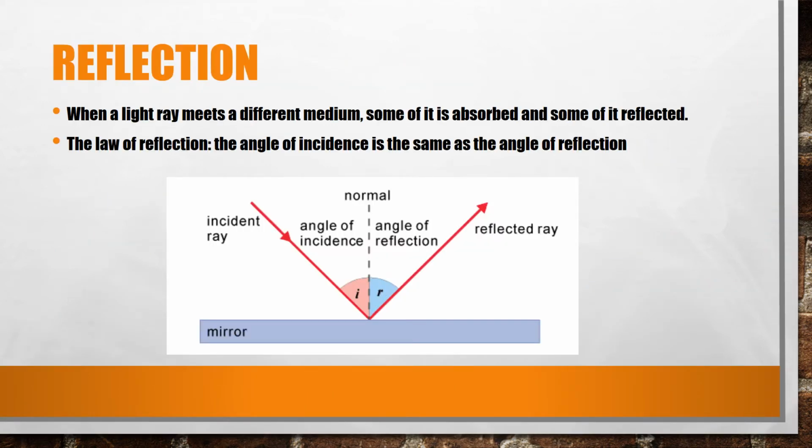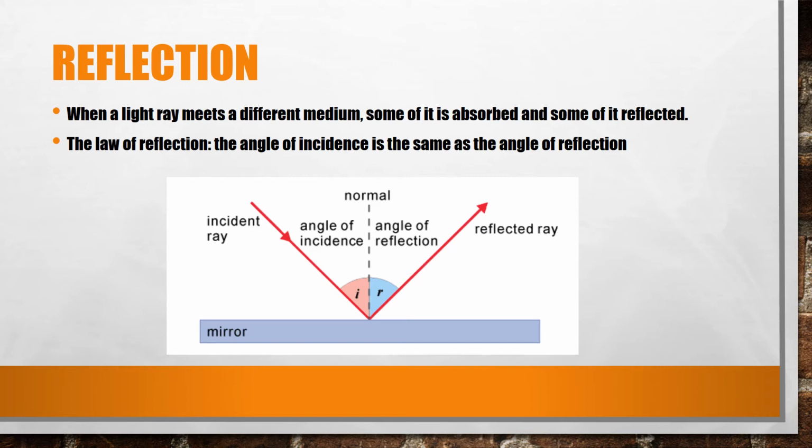Next up, we're looking at light waves. Now, reflection is what happens when a light ray meets a different medium. Some of the rays are absorbed into the mirror, while the rest bounce off of it.